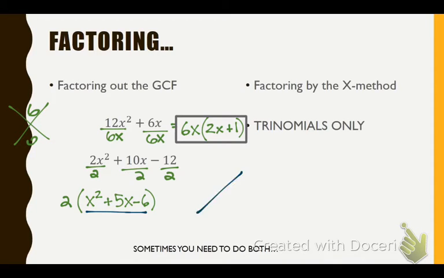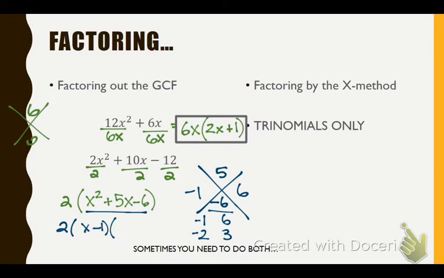All right, so we could see if we can use the x method. What would go on the top of the x? 5. And in the bottom? Negative 6. So are my signs going to be the same or different? Different, and the bigger one will be positive. So negative 1 and 6, negative 2 and 3, which add up to 5. Negative 1 and 6. Perfect. So you have 2 times x minus 1 times x plus 6.